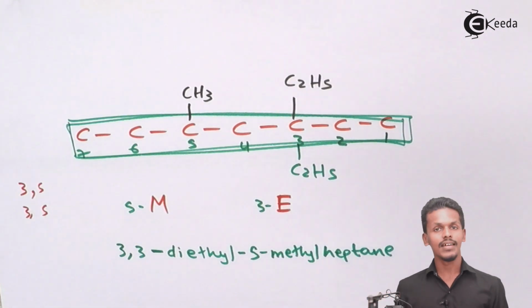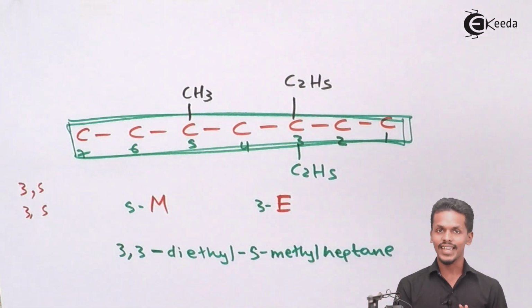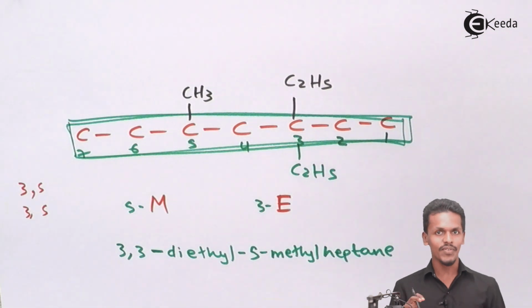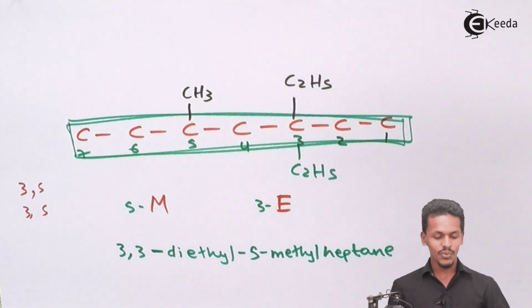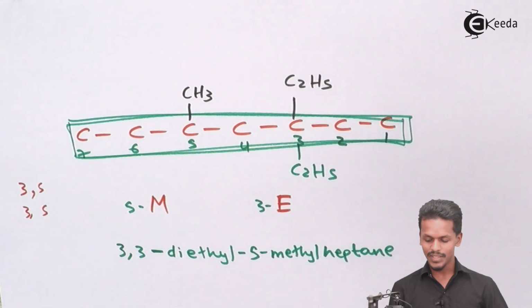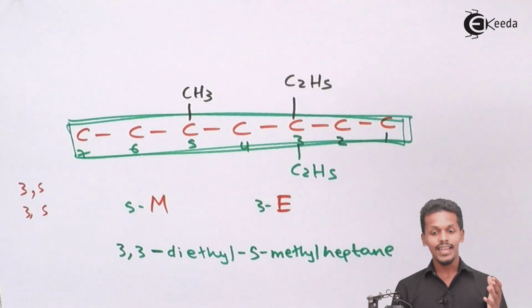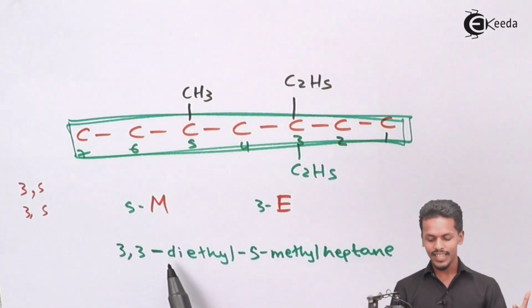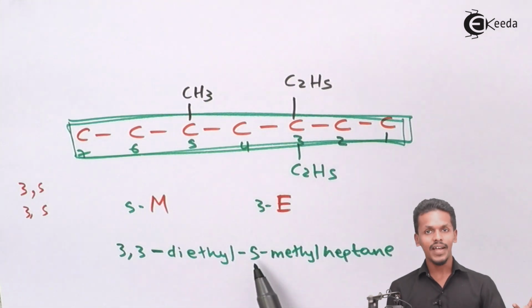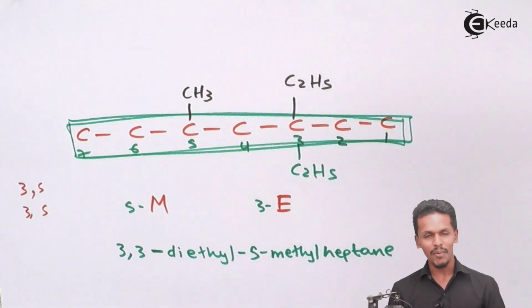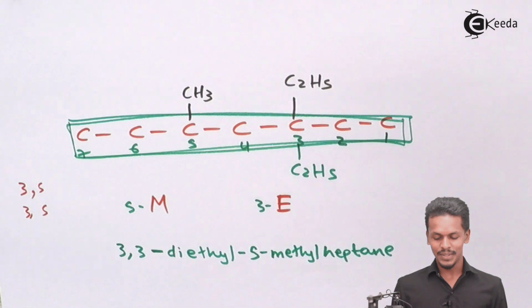and these words will not have any kind of gap between them, so it would be one word. That is the 11th rule that we have followed. So the actual name of this would be 3,3 hyphen diethyl hyphen 5 hyphen methyl heptane. This is the name that we give.